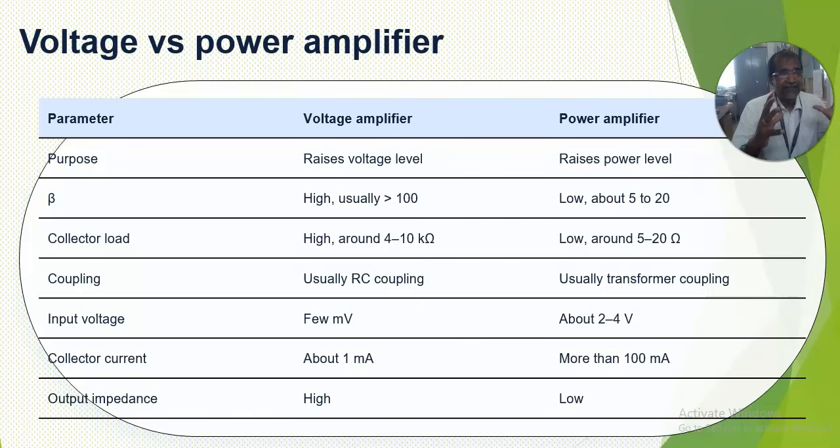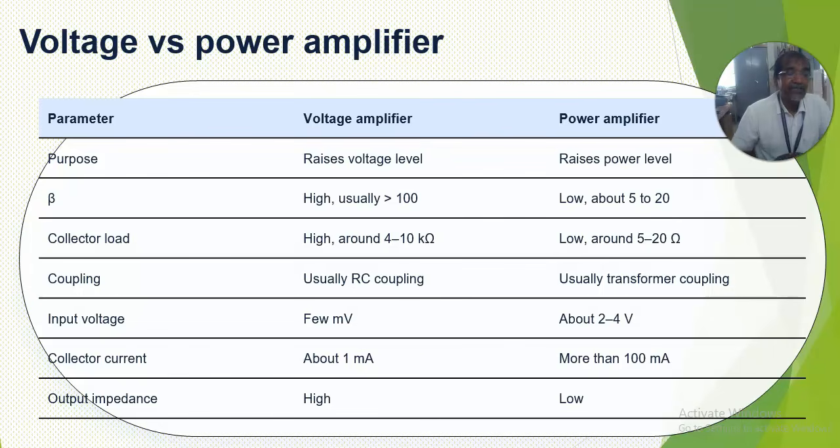So the comparison between the power and voltage amplifier with respect to the parameters: purpose, gain, collector load, coupling, input voltage, collector current and impedance. For purpose, the voltage amplifier raises the voltage level, whereas the power amplifier raises the power level. The gain is high for the voltage amplifier, and low for the power amplifier. The collector load is high, around 4 to 10 kilo ohm, whereas for the power amplifier it is low, around 5 to 20 ohm. Coupling: usually we have RC coupling in the voltage amplifier. Here we have transformer coupling.